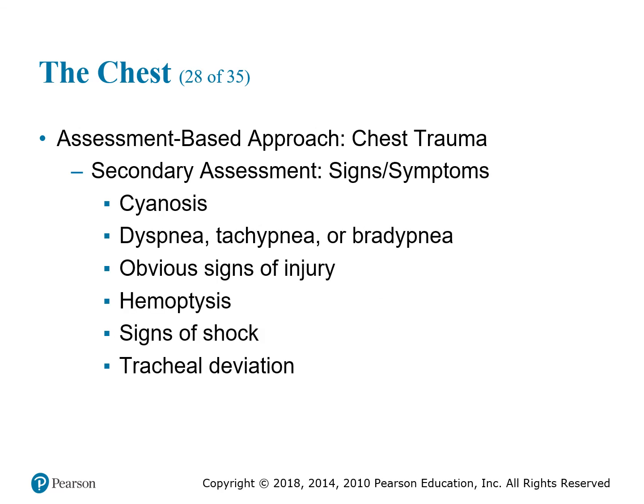So with these signs and symptoms, things that you might see: cyanosis, dyspnea or difficulty breathing, tachypnea or bradypnea, where they're breathing fast or slow, signs of injury, hemoptysis, where they're coughing up blood, signs of shock, tracheal deviation. If you guys are seeing tracheal deviation, understand that's a very bad sign, right? Your patient definitely has a tension pneumothorax, and you hopefully should have ALS come in to decompress the patient's chest, or be very close to a trauma center or ER where they can insert a chest tube.